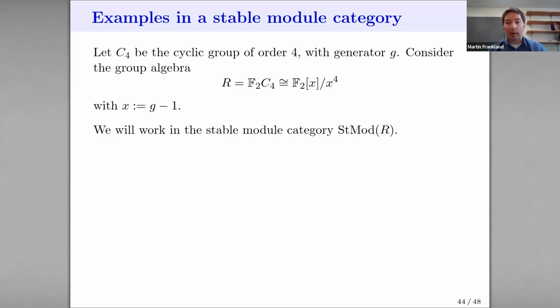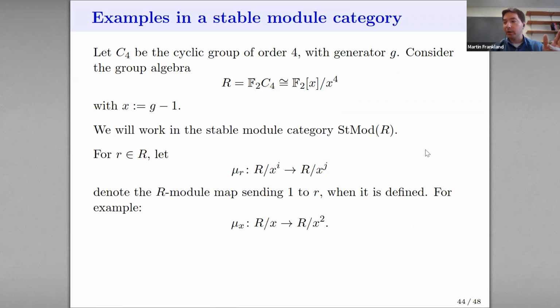So I need to tell you how to denote the morphisms in there. Because we get rid of free summands, it's really morphisms of that form that are important. And I'll denote by mu sub r just multiplication by r. For example, multiplication by x sends 1 to x and x to x squared. So this one is well defined. Right, so this notation is used only when it's defined. All right, with that notation at our disposal, let's look at a few examples in stable modules over F2C4.